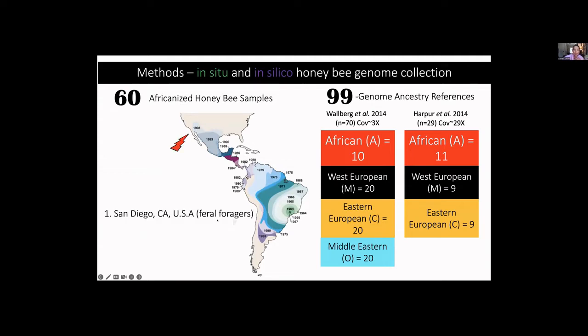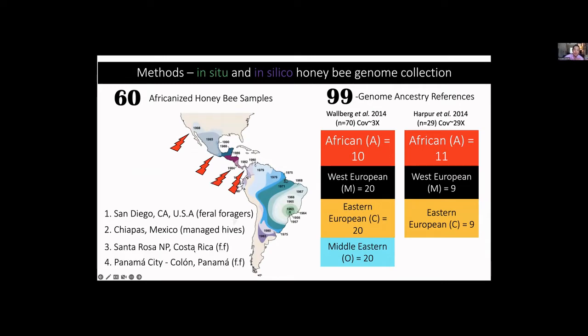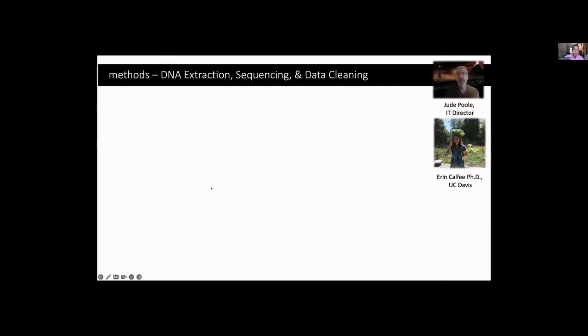4 locations in San Diego, because I'm in San Diego. I collected in Chiapas, Mexico, Santa Rosa National Park in Costa Rica, and in Panama City in Panama. Largely the sampling scheme was driven by our collaborators and who we were able to tap into to be able to sample. So it was just 4 locations, but we felt it was a good little start to studying admixture.